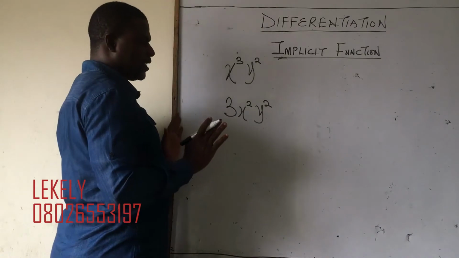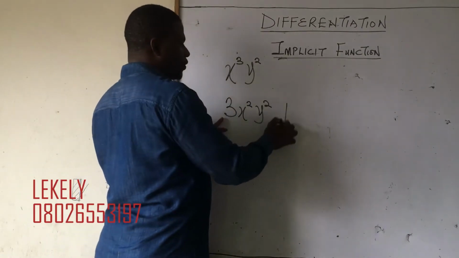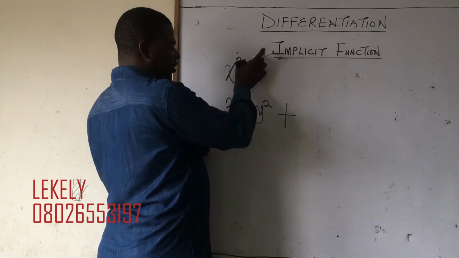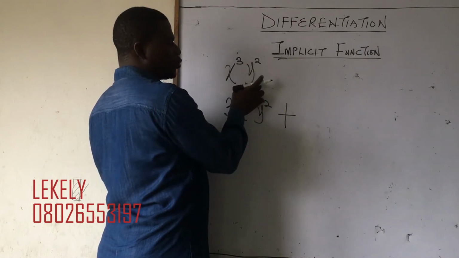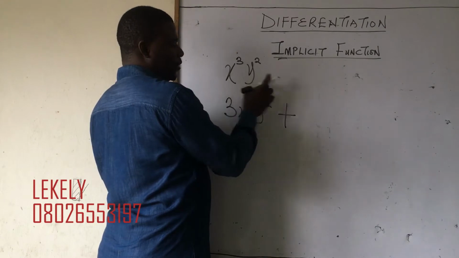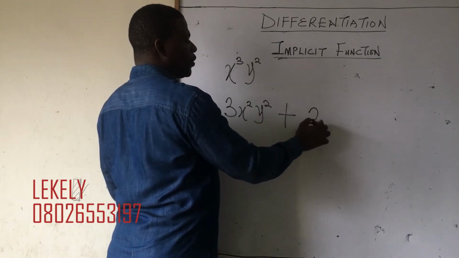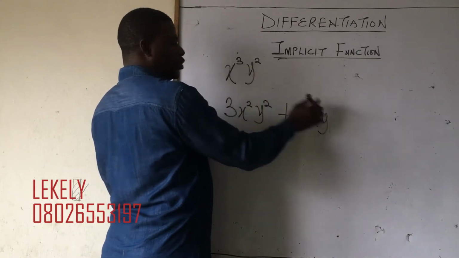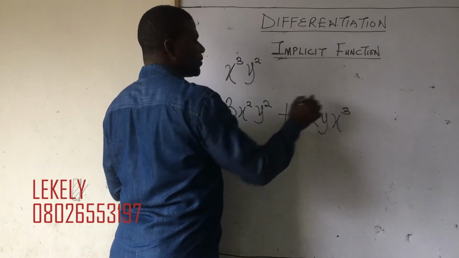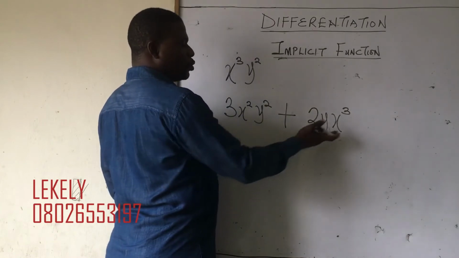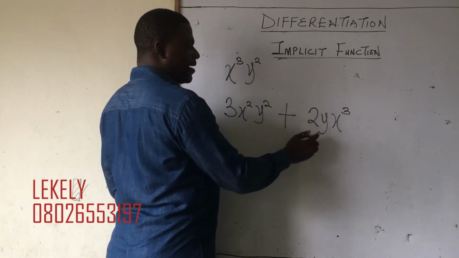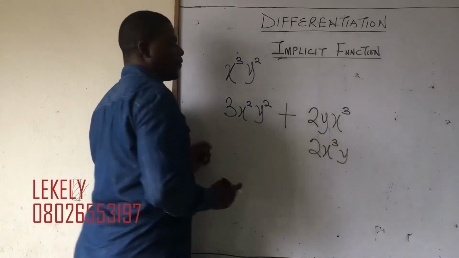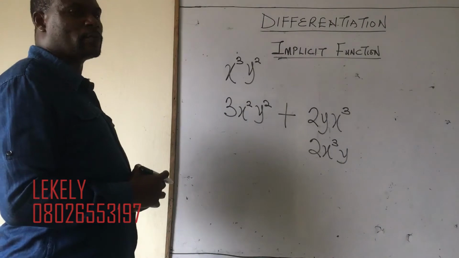You are not touching it yet. Then plus, this time around, differentiate the y squared. If I differentiate the y squared, it's going to give me 2y. Then this x cubed, don't touch it, just write it beside it. But you can rearrange this. You can write it in this form, 2x cubed y. That's a better way of putting it.